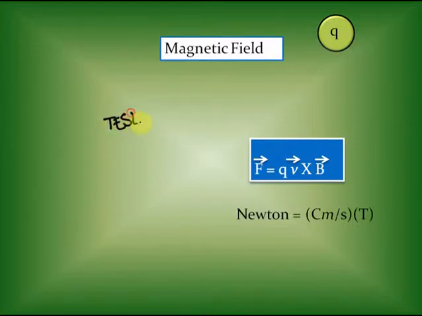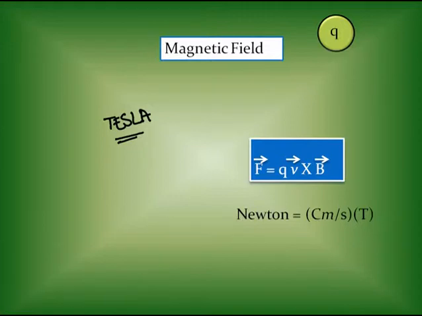Tesla was a great scientist who contributed a lot to the study of electricity and magnetism. And that is the reason the unit of magnetic field has been named after Tesla. In this expression, F, the force, is in newtons, Q, the charge, is in coulombs, the velocity is in meters per second, and the magnetic field is in Teslas.